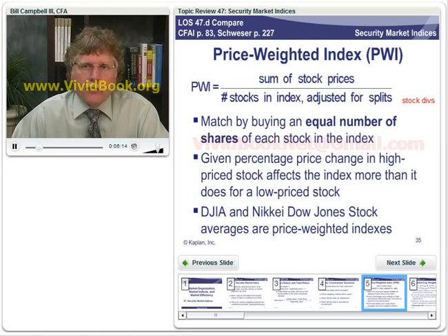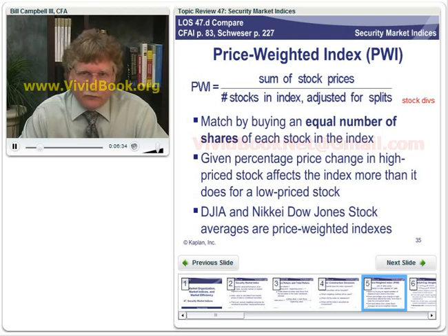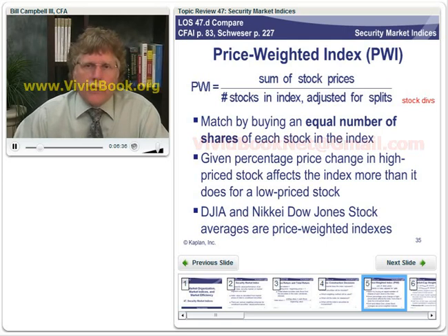A price-weighted index, the type of portfolio it's modeling would be a portfolio where you buy the same number of shares of every stock in the index. So it would be as if you had bought 100 shares of stock A, 100 shares of stock B, 100 shares of stock C, and so on. Notice the next bullet point down there.